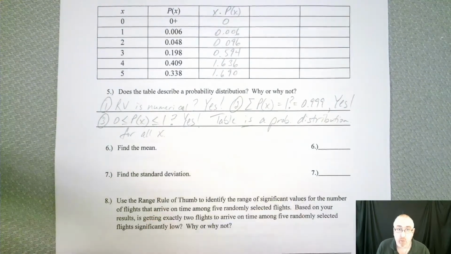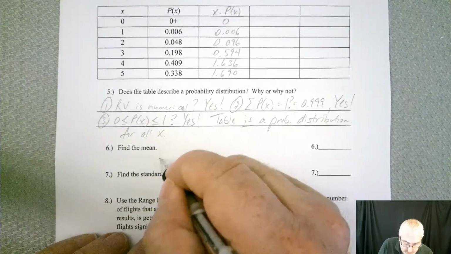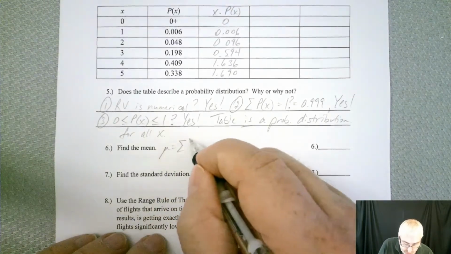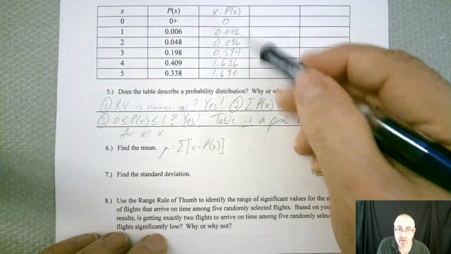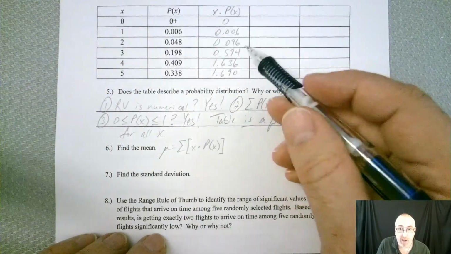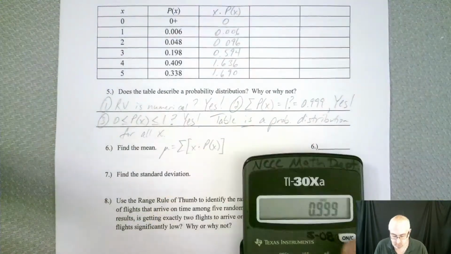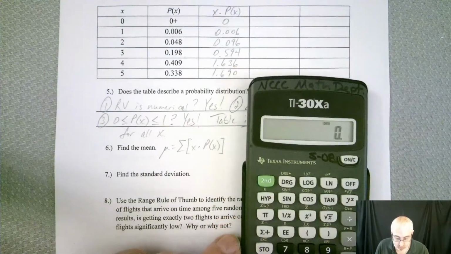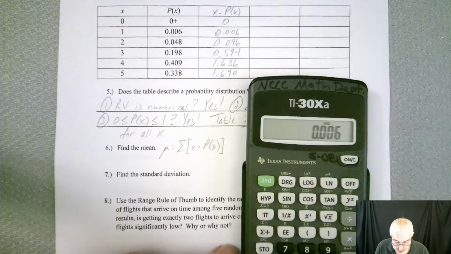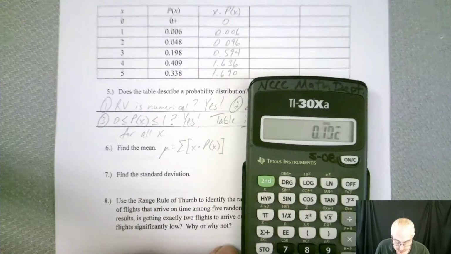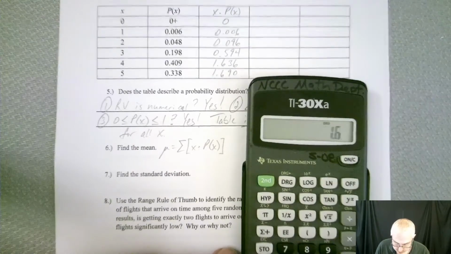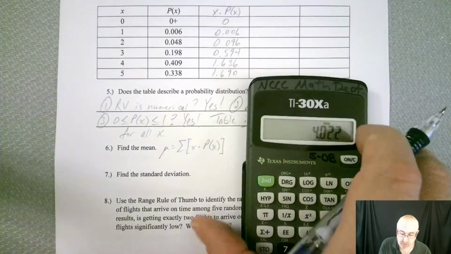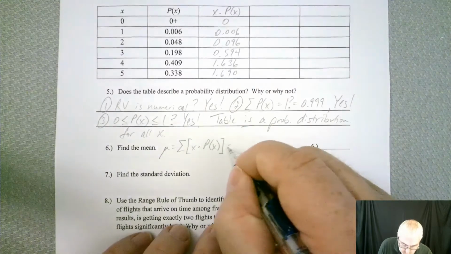And now what's the mean? Remember, the formula for the mean is equal to the sum of x times P(x). So once you have this column filled in, all you have to do is add up that column. So let's see what we get. 0.006 plus 0.096 plus 0.594 plus 1.636 plus 1.690 gives 4.022.